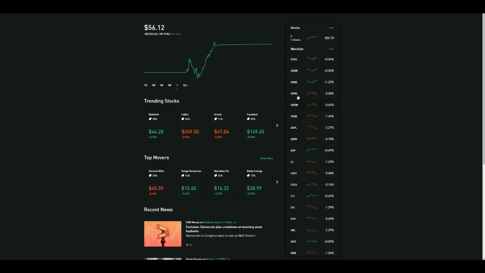And then you have your leveraged ETFs, which I keep track of, and that's the S&P 500, the UPRO, the UDOW, and the TQQQ. So S&P 500, Dow Jones, and the NASDAQ. I am invested in one of them. I'm invested in the NASDAQ one, so TQQQ.